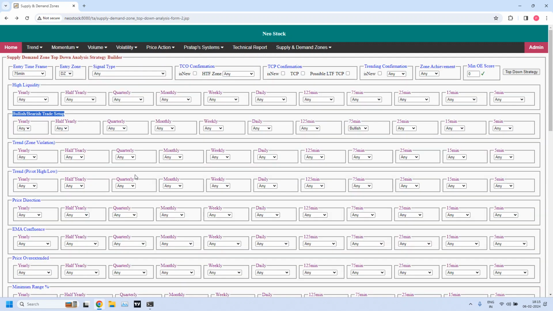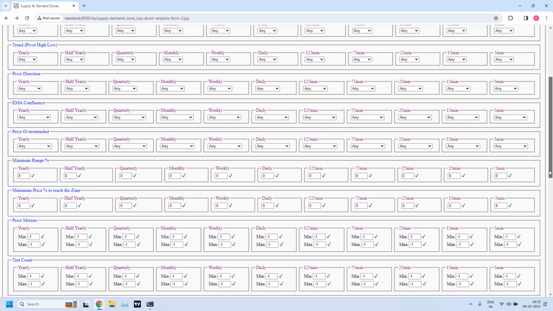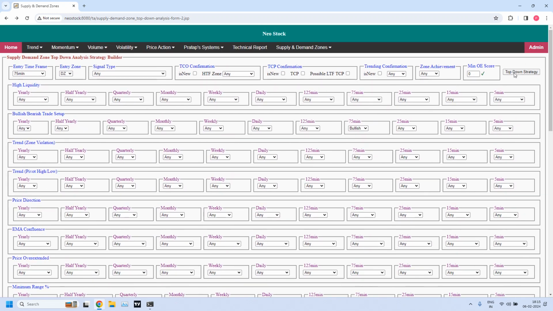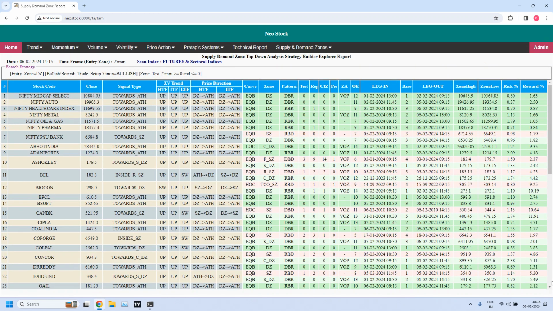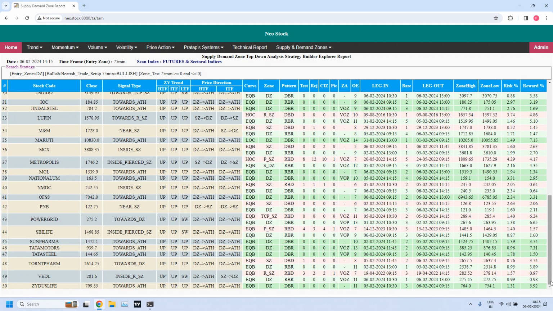So let's go back, and we want fresh zones. So test count should be 0 for 75 minutes time frame. Earlier we used it for daily. Now you have to use it for 75 minutes. Test count, set the value 0 for minimum and 0 for maximum. Now filter the stocks. Definitely the list would have reduced now. Let me scroll down. The list has come down to 50. That means all these 50 stocks have demand zones with test count 0. Maybe a few stocks might have a rejection count.